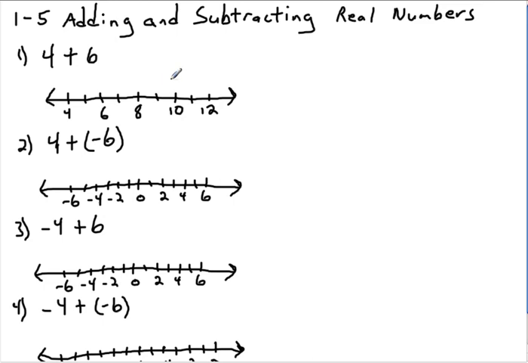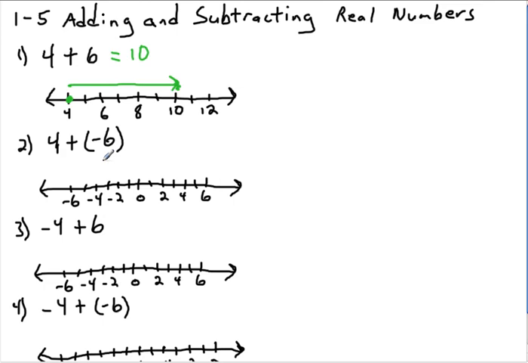So using a number line, we have 4 plus 6. And if we start at 4 and we add 6, we're just going to go 6 to the right. 1, 2, 3, 4, 5, 6, and we end up at 10. So 4 plus 6 equals 10.